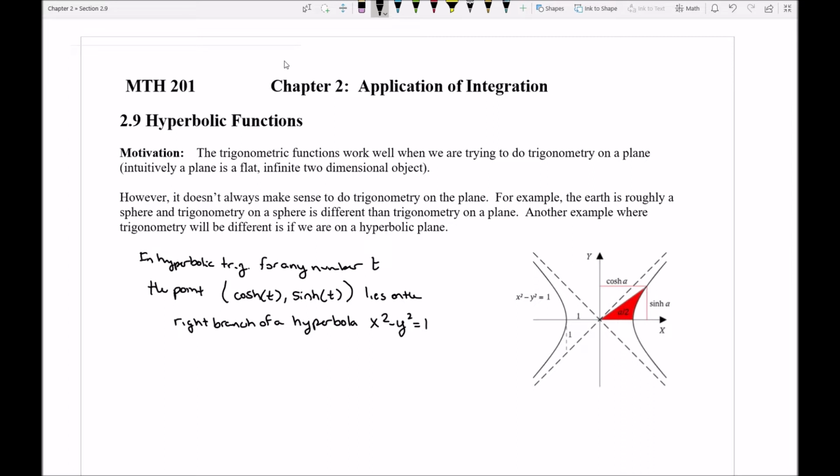You'll see that my point here, which I'm going to underline in blue, corresponds to this blue point that's over here in the picture. Notice I've moved over to hyperbolic cosine. In this case, I've used an a instead of a t. And here I've used hyperbolic sine of a as opposed to hyperbolic sine of t, but either or.